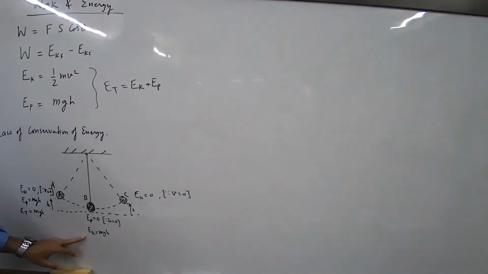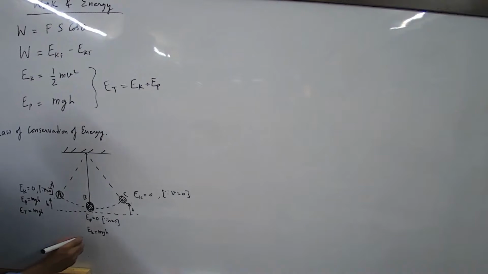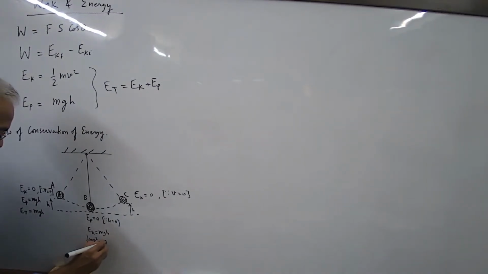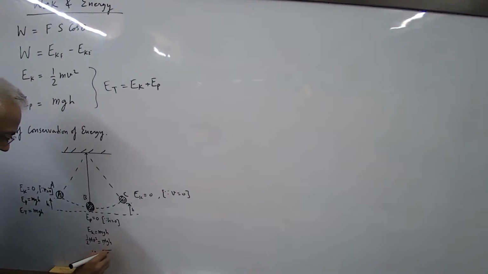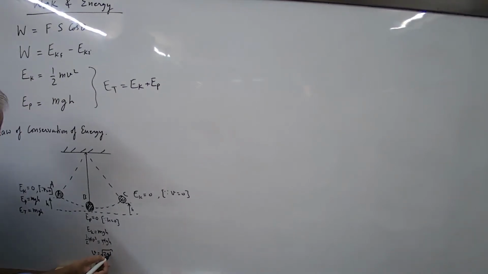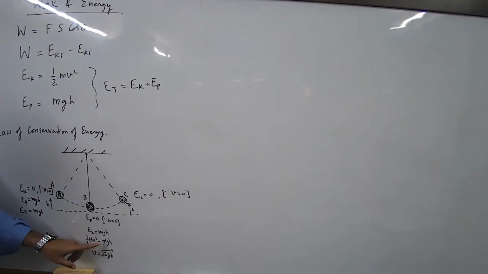So what should be the velocity here then? Because Ek is nothing but half mv square, which should be mgh. So V is equal to square root 2gh. Okay, this is the velocity at main position, because by conservation of energy, you know that kinetic energy must be equal to mgh. So with what velocity it will cross? Root 2gh. Understood? This is what it is.